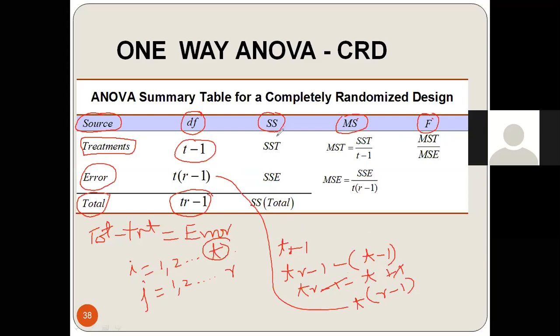Then we have sums of squares. Sums of square of treatment. Total sums of square. So sums of square total minus sums of square treatment will give sums of square error. The error component is always total minus the rest. That we have seen already in regression also.